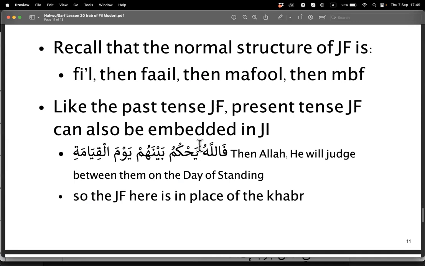wal jumlah ba'daha khabar, fi mahali what? Fi mahali nasab. Why nasab? Mubtada khabar has to be rafa. So fi mahali rafa, yes, because it's the khabar of this mubtada. And then after that, we do the irab as usual. So here, the whole jumlah fi'liyah is the khabar.